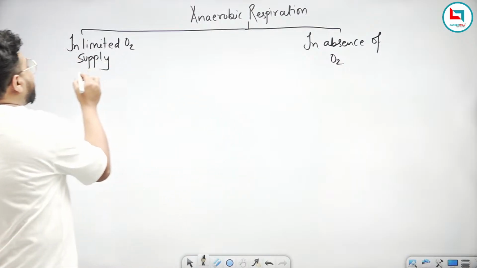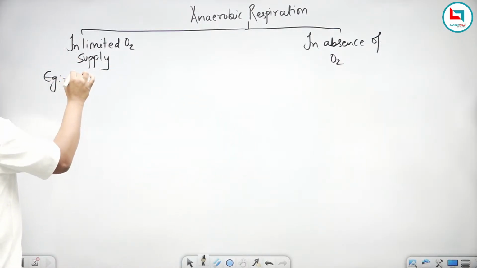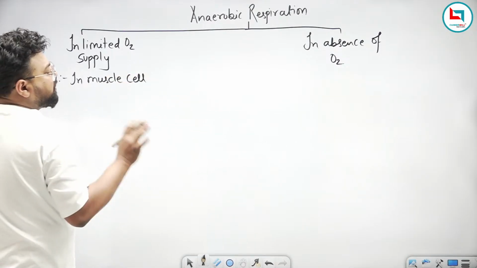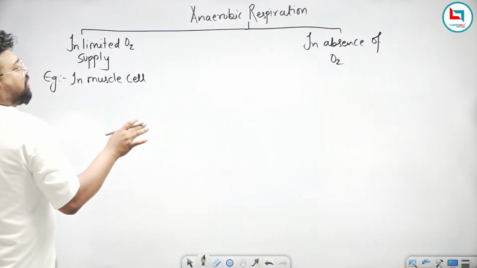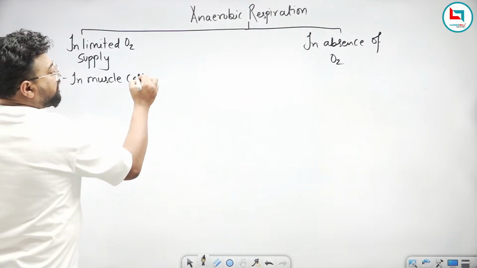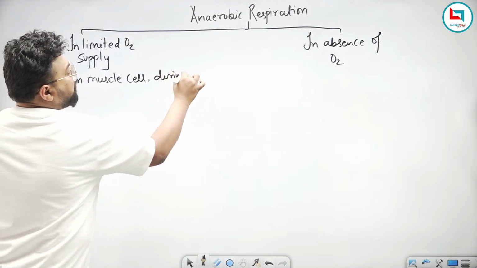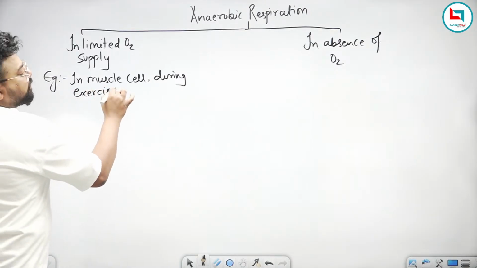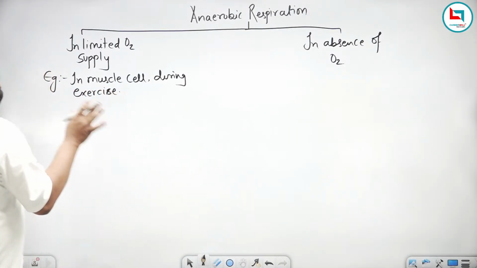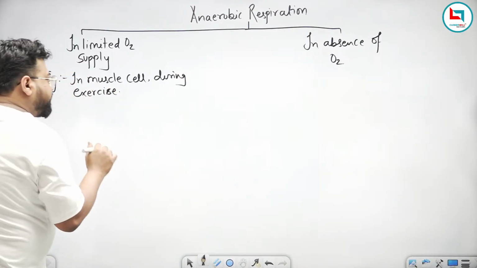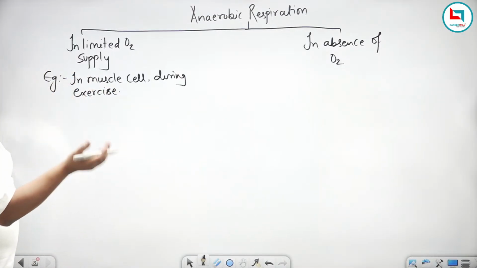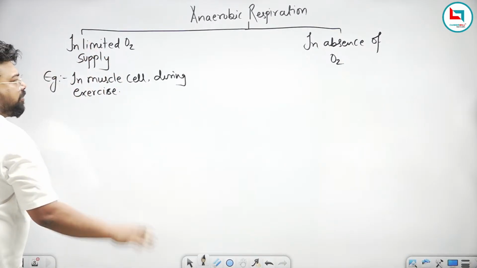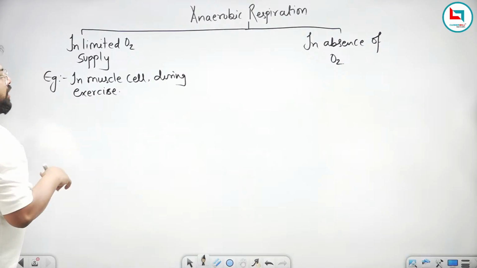So this reaction will take place, for example, in muscle cells. But there is one condition. Normally our muscle cells perform aerobic respiration, but when our muscle cells are performing some heavy activity known as exercise. Exercise is any work without rest. So when a muscle cell does not get rest and is doing some kind of exercise, there will be a limited supply of oxygen to that muscular tissue.